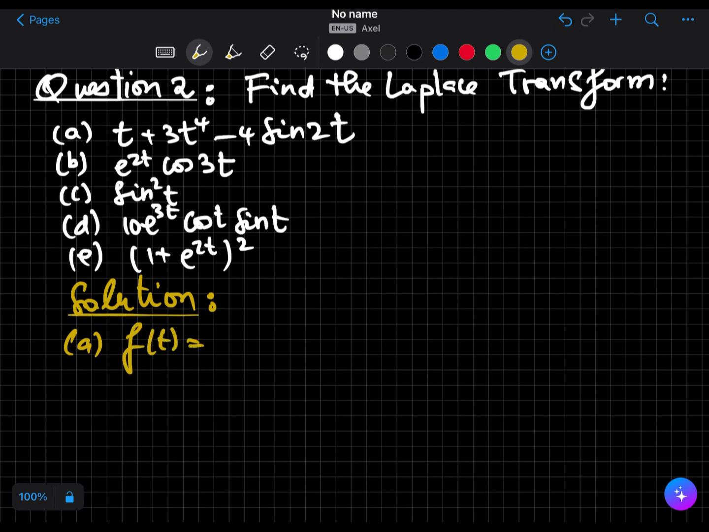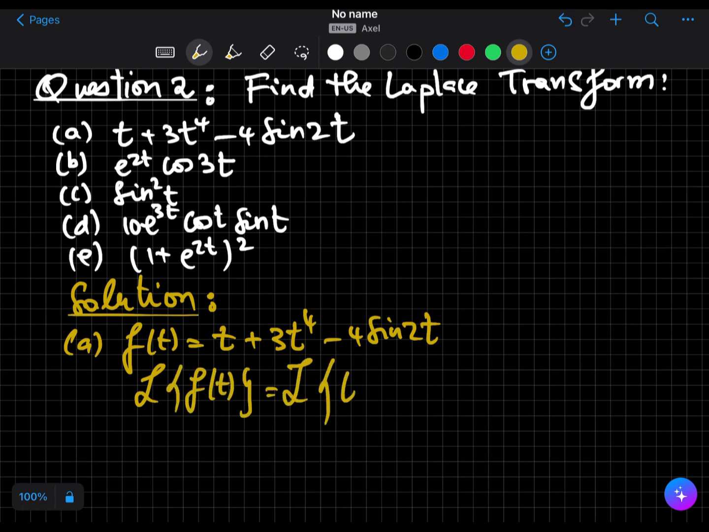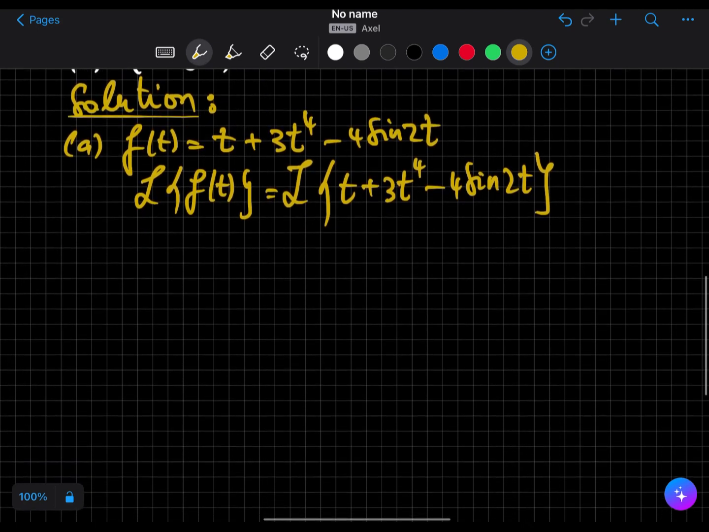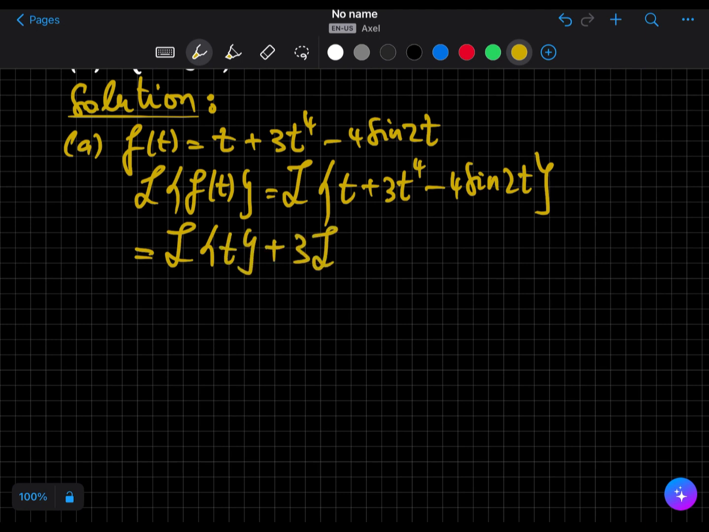Let's say you have f of t equals t plus 3t to the power 4 minus 4 sine 2t, and we are asked to find the Laplace transform of f of t, which is equal to the Laplace transform of t plus 3t to the power 4 minus 4 sine 2t. Now, it is important to realize that the Laplace transform is a linear function, so we can use the linearity to say that it is equal to the Laplace transform of t plus 3 times the Laplace transform of t to the power 4 minus 4 times the Laplace transform of sine 2t.